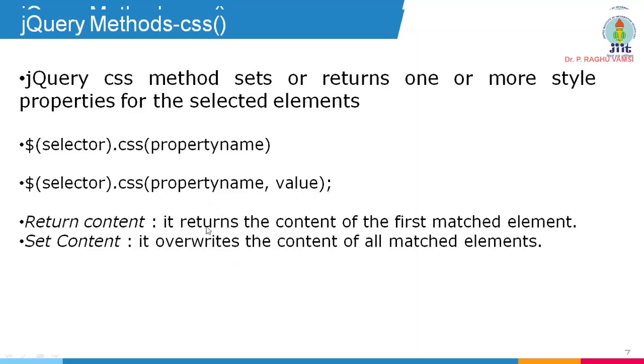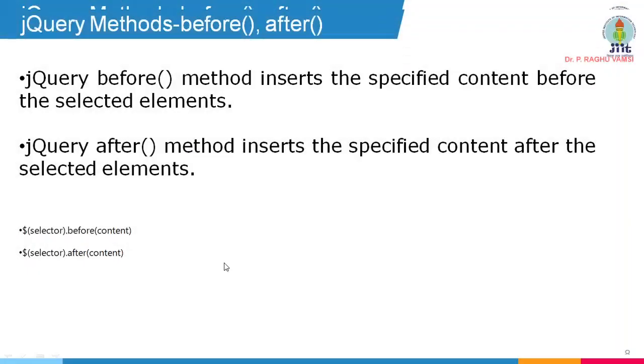So this css method has two forms. Return content returns the content of the first matched element. Set content overrides the content of all matched elements. So getting the value and setting the value is possible with the help of jQuery. And there are some other action methods like before and after. The jQuery before method inserts the specified content before the selected element. The jQuery after method inserts the specified content after the selected elements.